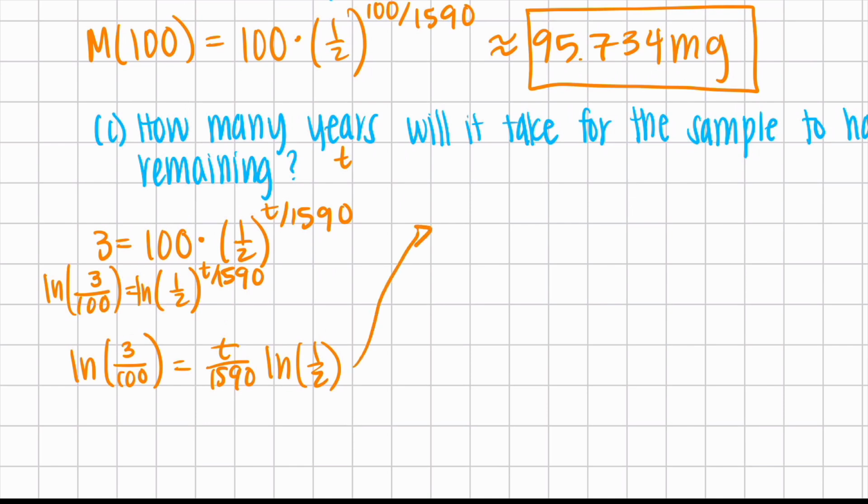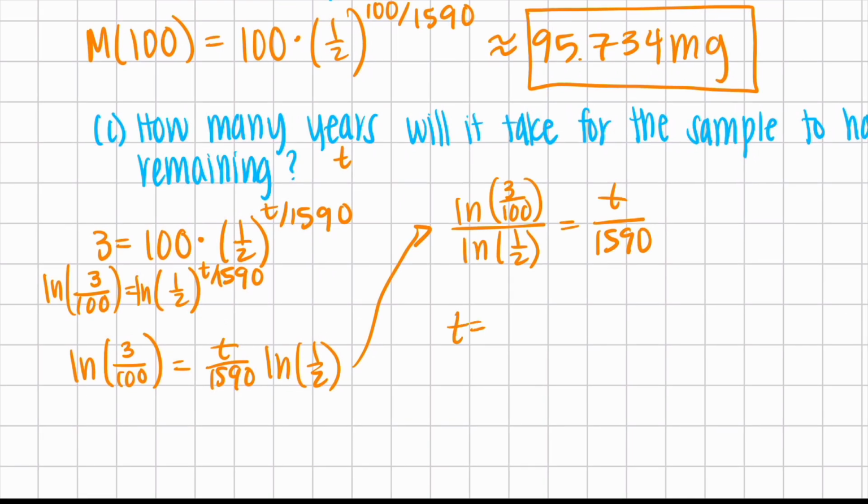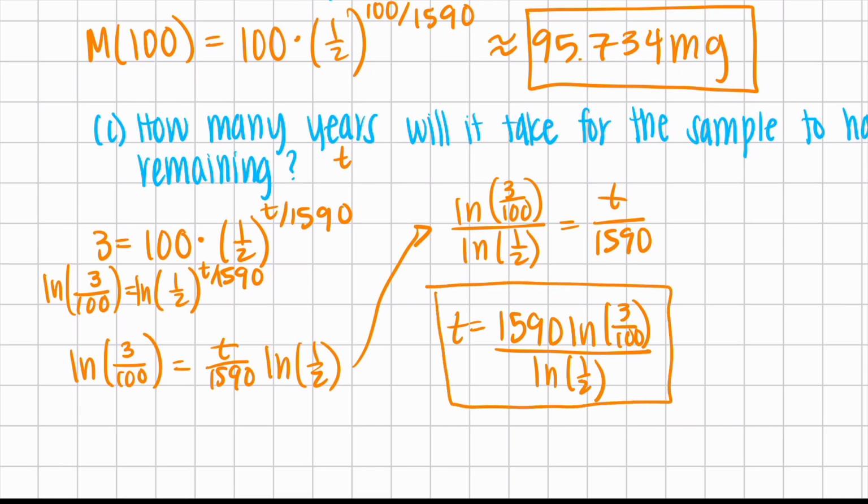I'm going to show my work up here. And then I'm going to multiply both sides of the equation by 1590, so I get t equals 1590 natural log of 3 over 100, over natural log of 1/2. And that is your t.